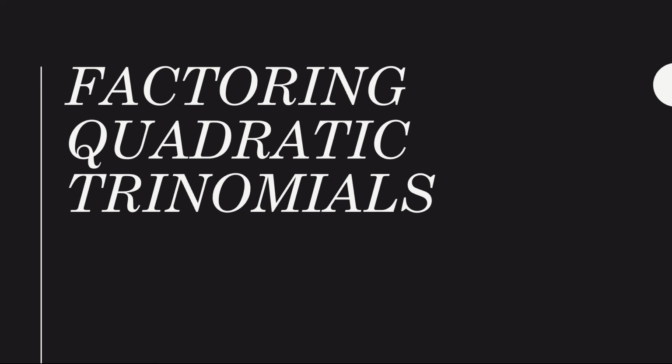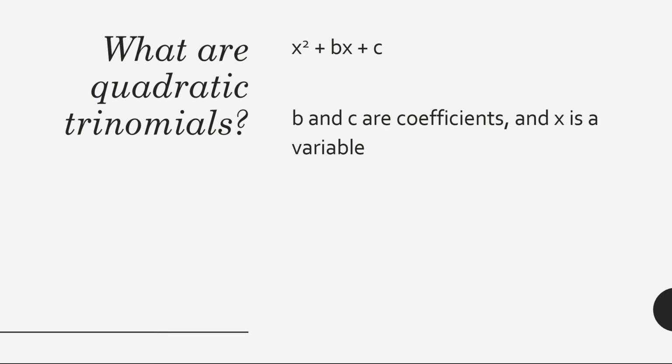Hello everybody, today in this video we're going to be going over how to factor quadratic trinomials. So remember, quadratic trinomials are trinomials, which means they have three terms, and they're quadratic, which means that the highest exponent is 2. So it's going to look something like this. B and C are going to be the coefficients, so those are just numbers, and x is going to be your variable.